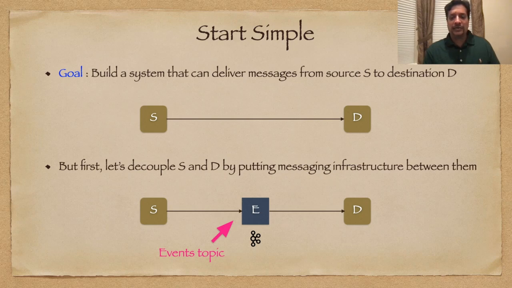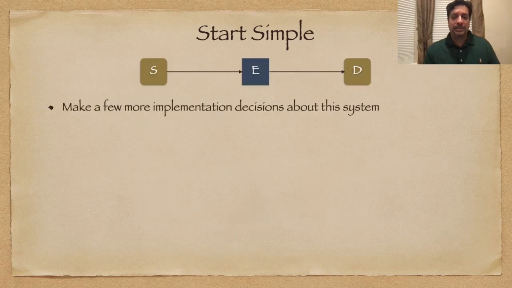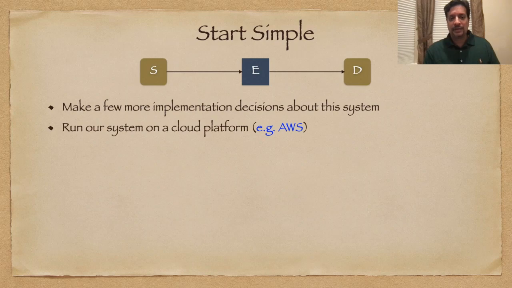And in this system, I've created a single topic called an events topic. I've decoupled S and D with this event topic. This means that if D fails, S can continue to publish messages to E. And if S fails, D can continue to consume messages from E. Let's make a few more implementation decisions about this system. Let's run our system on a cloud platform. For many, that just means running it on a publicly available cloud platform like AWS or GCP. But it can also mean running it on Kubernetes on-prem.